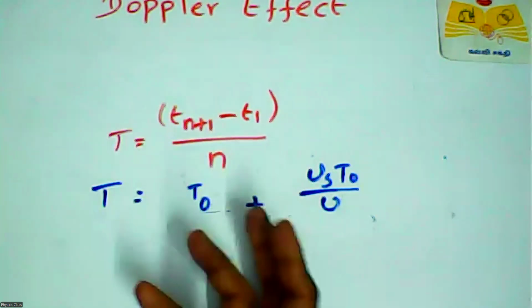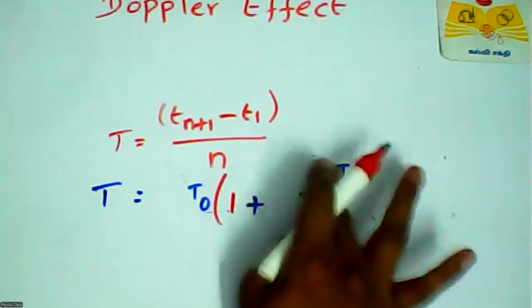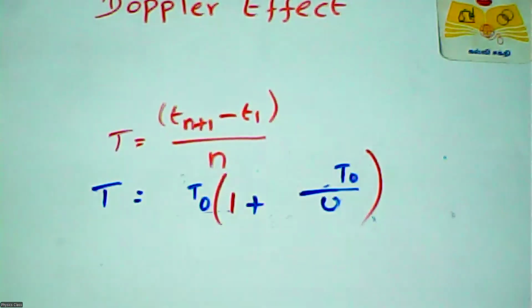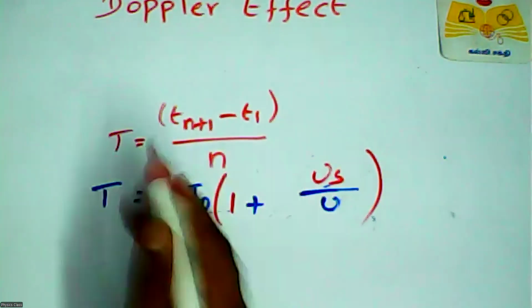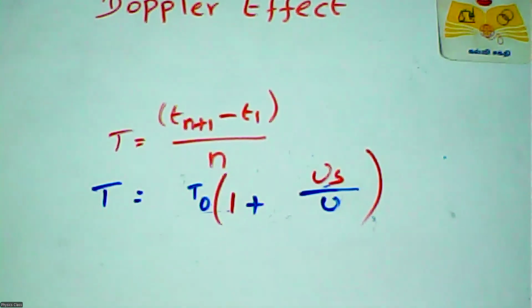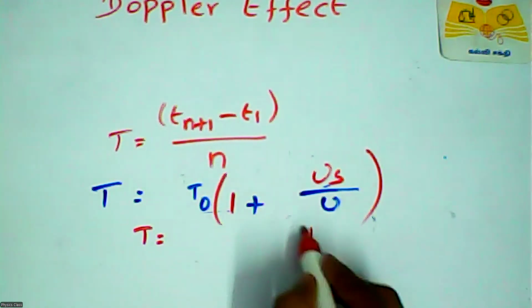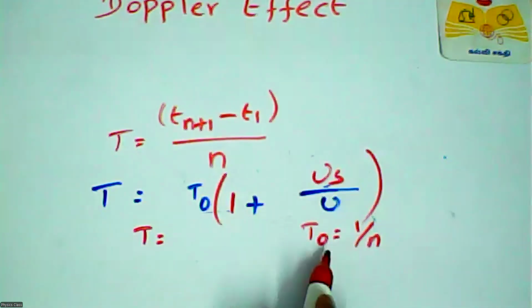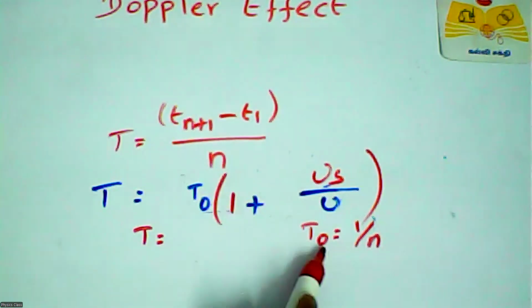We can take t naught as common. So now 1 plus Vs by V, because t naught is taken as common. So t is equal to t naught into 1 plus Vs by V. But already I told you t naught means 1 by n, because t is equal to 1 by n. So here we can label it as t naught. So t naught means 1 by n.